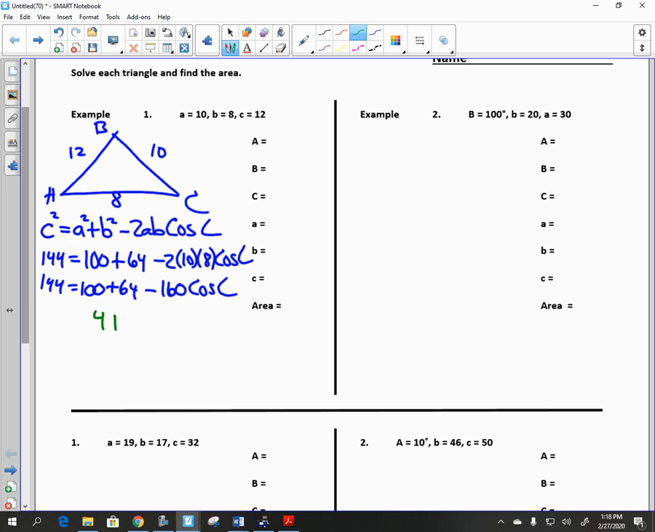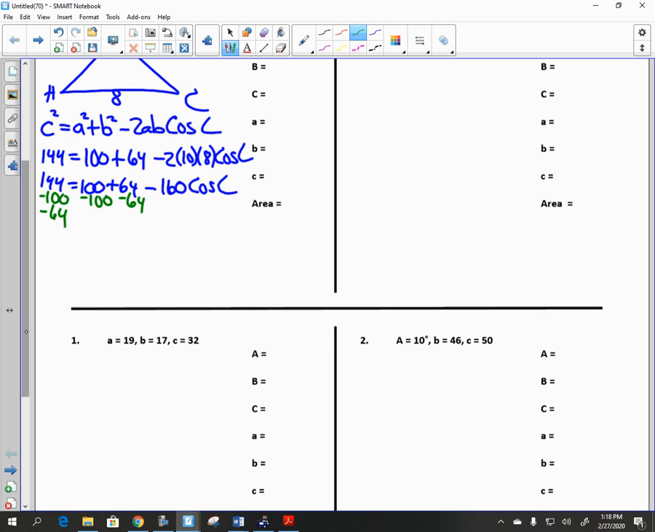If I had 4 plus 3 minus 2 times 6, can I do 4 plus 3 is 7 minus 2 is 5? 5 times 6 is 30. Can I do that? Exactly. Order of operation says you can't do that. So in order to do this, I actually need to subtract the 100 over to the other side. And I need to subtract the 64 over to the other side. Very good. Negative 20 equals negative 160 cosine of angle C.